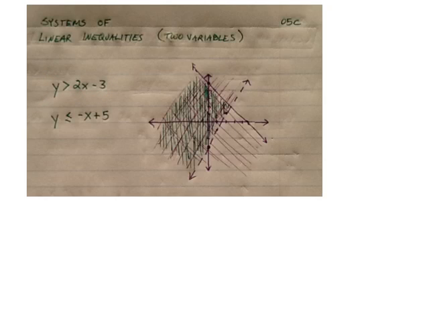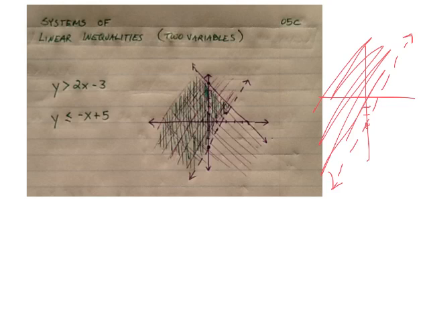So the first one that we graph is y is greater than 2x minus 3. So I count down 3 units, and I have a slope of 2. So what we have is a diagonal line, and we are shading above the line.